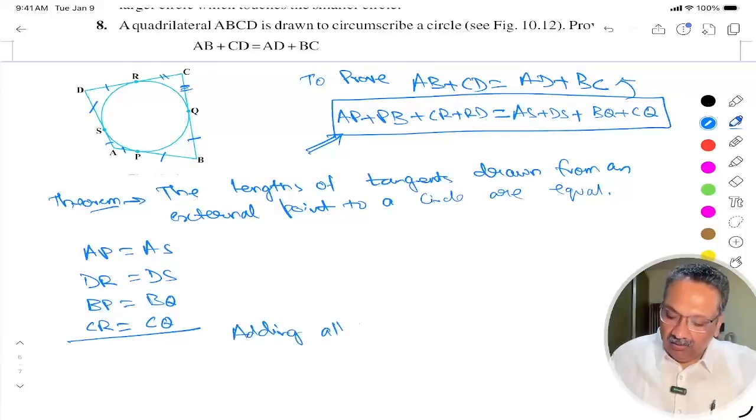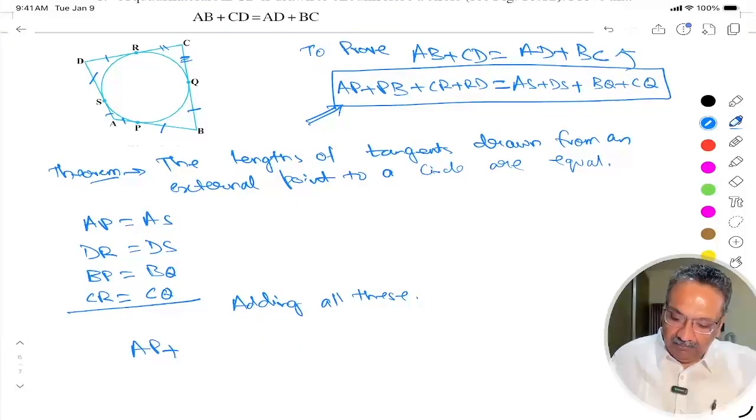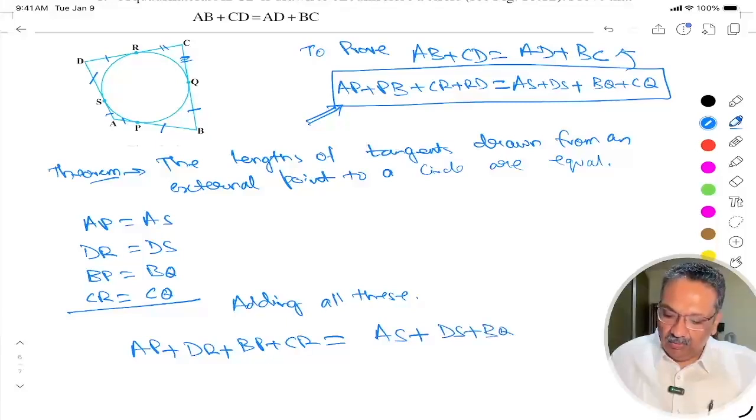So adding all these, we get AP plus DR plus BP plus CR is equal to AS plus DS plus BQ plus CQ. See, sometimes students you get confused. You may take this as DS is equal to DR.